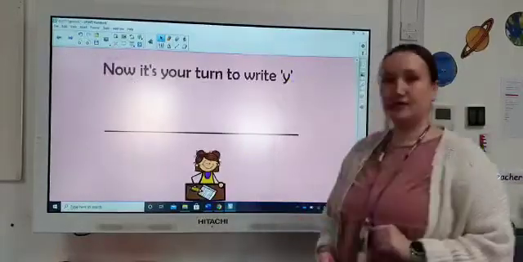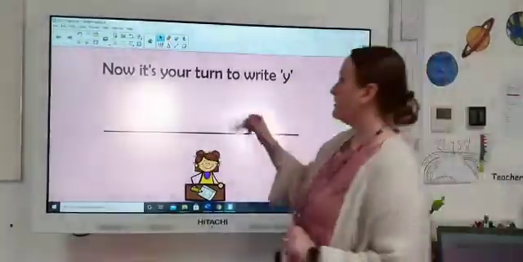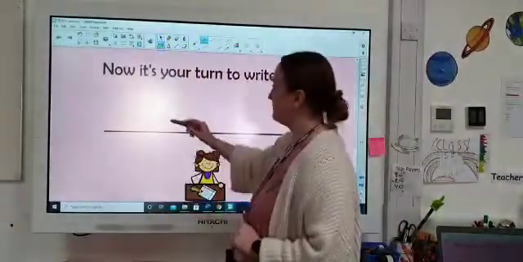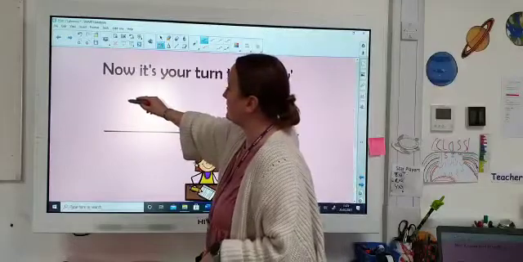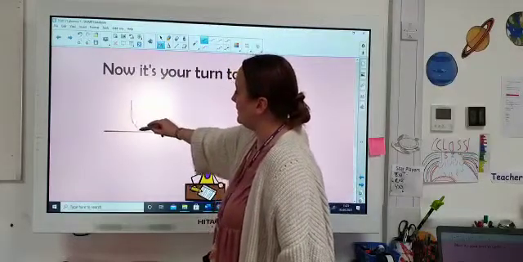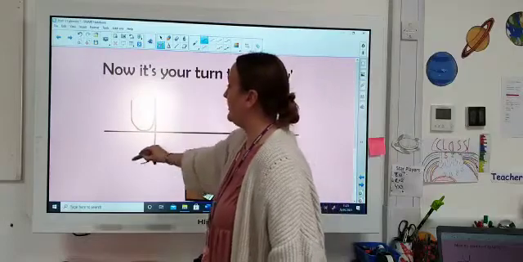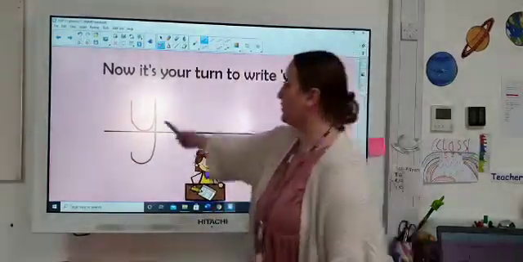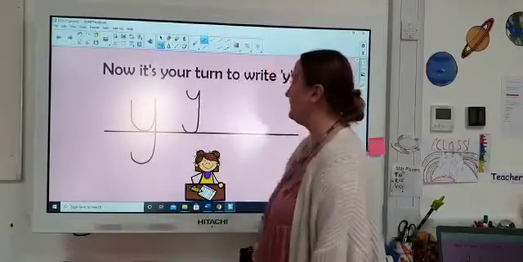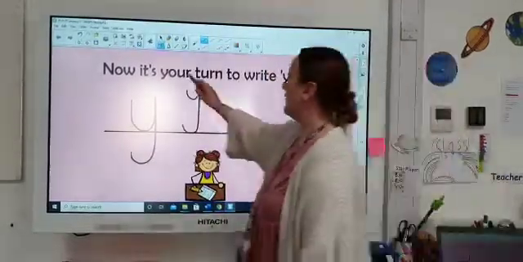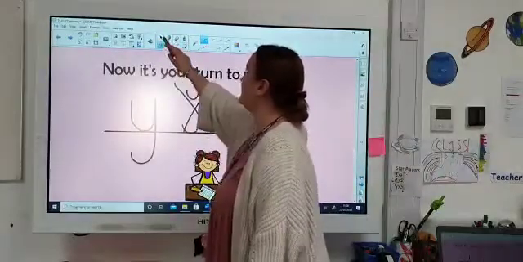Now that we've practiced with our finger and our elbows, we're going to write it down, okay? So let's show you how to write it. We start up here, and then it sits on the line, up, down, and a tail, okay? So that tail goes under the line. I don't want to see the tail sitting on the line because that would not be right, okay? Let's cross that out. That is not quite right.